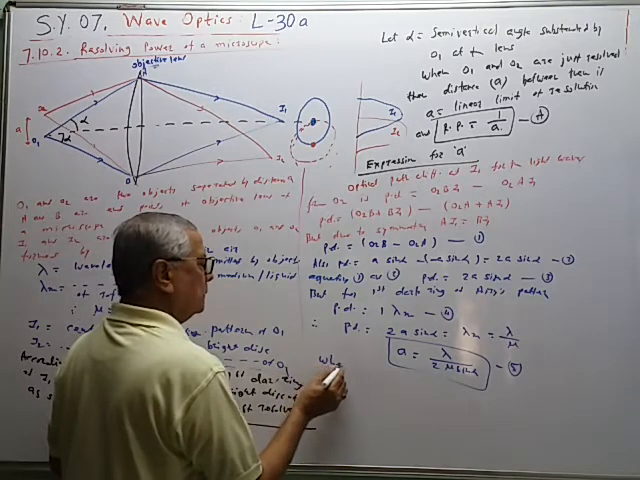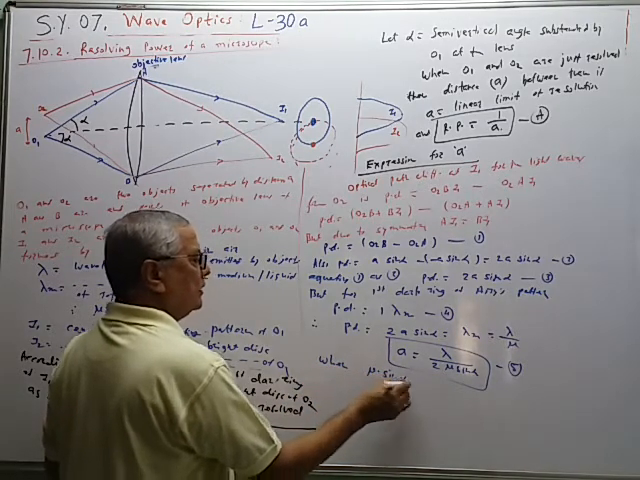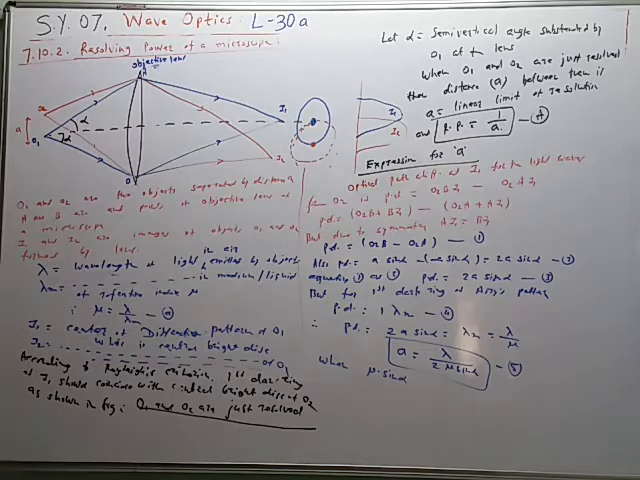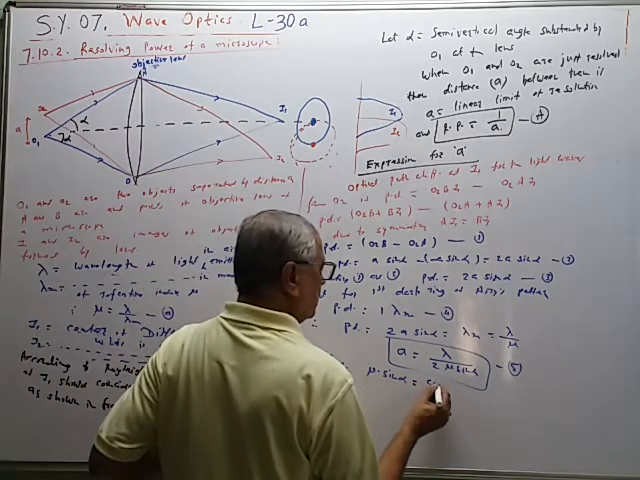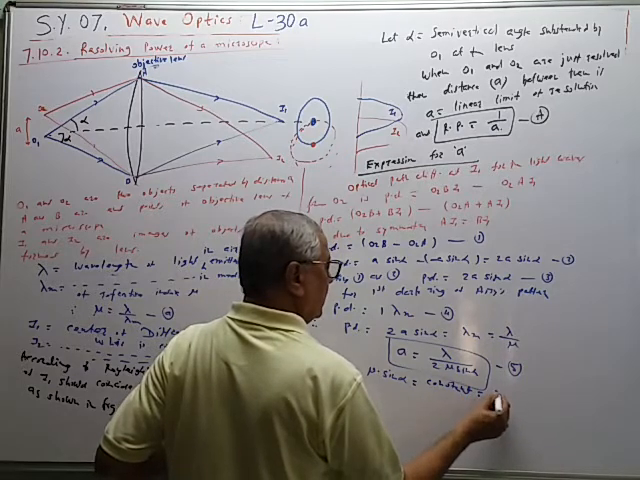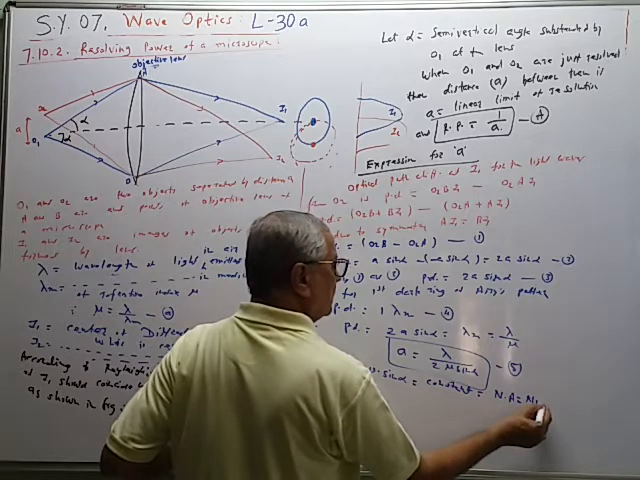Where mu times sin alpha: mu is constant for a given liquid, alpha is constant, so mu sin alpha is equal to a constant, which is equal to NA. It is called the numerical aperture because it is simply a number.